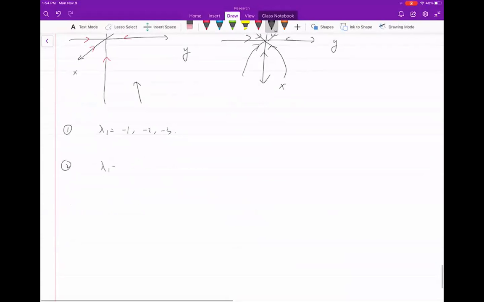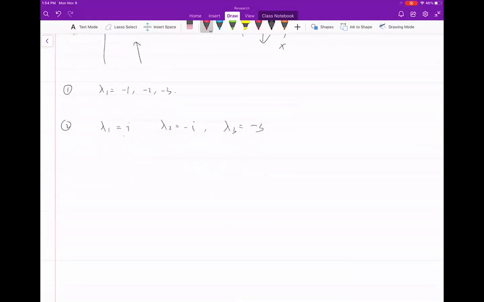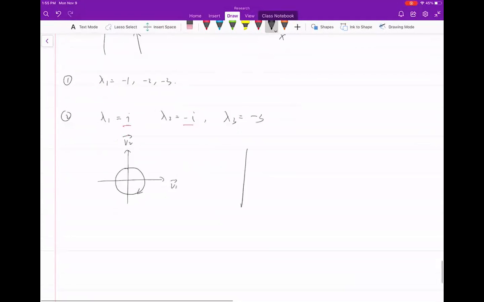Number 2. Lambda 1 gives you i, lambda 2 gives you negative i, and lambda 3 gives you -3. If you just look at these two, what you should have is a center. But there is a third thing which tells you not only are you going to go in the XY direction, or actually the V1, V2 direction, in the third direction you should all go to 0, 0 because it's -3.